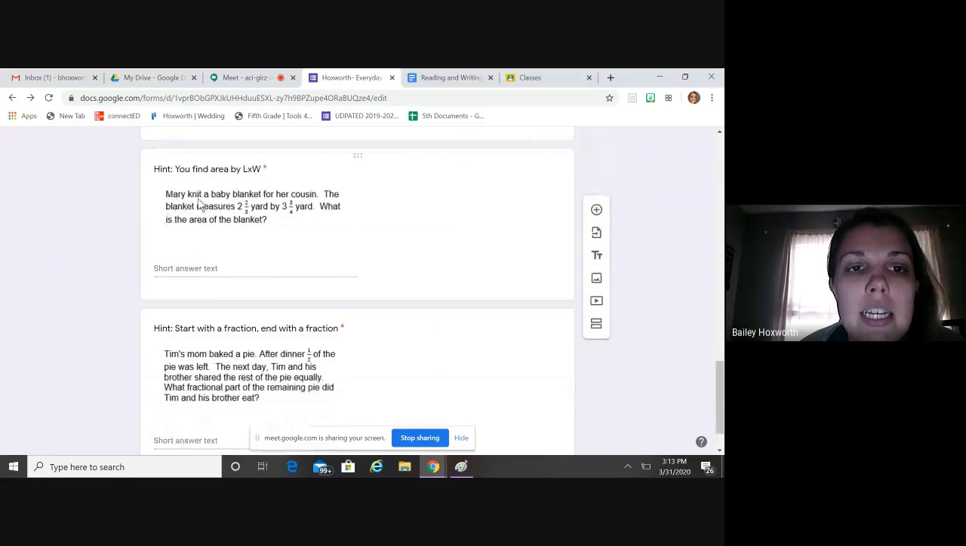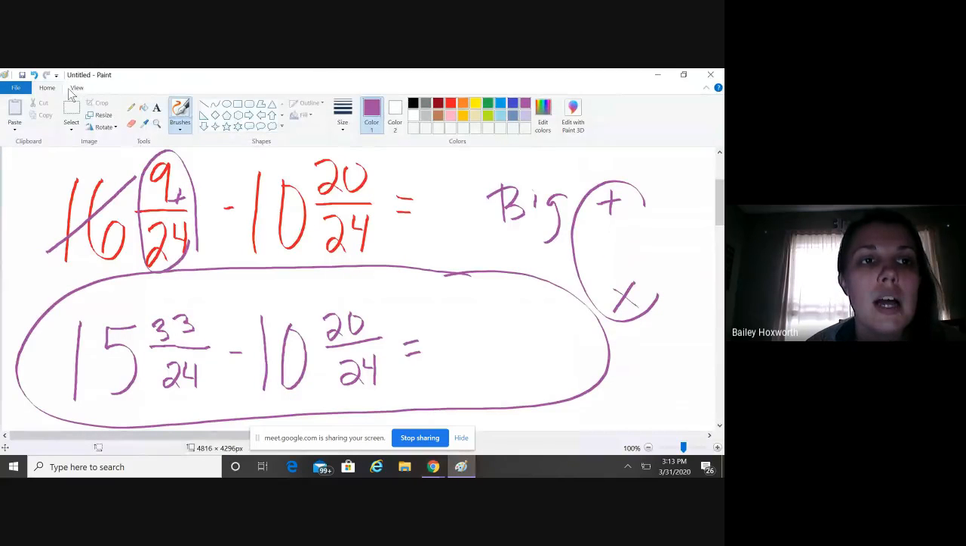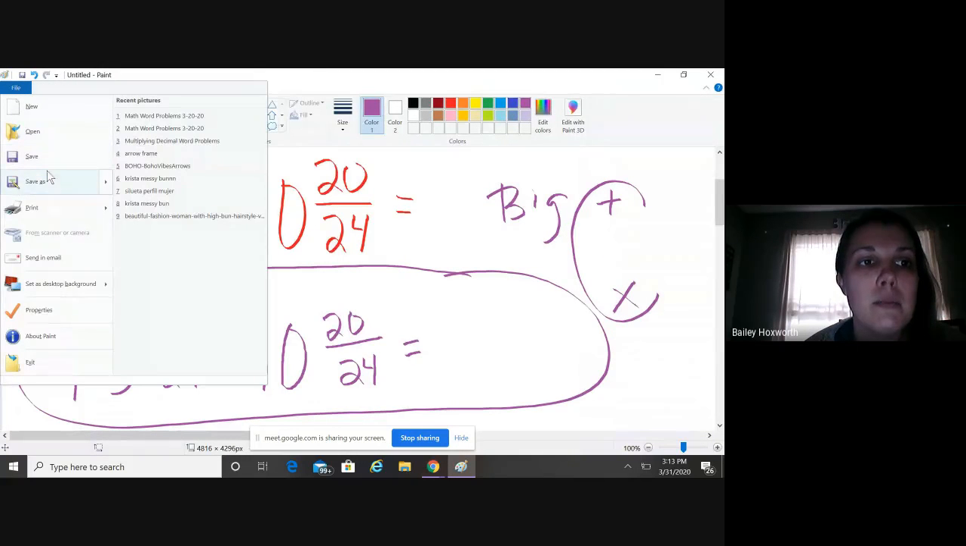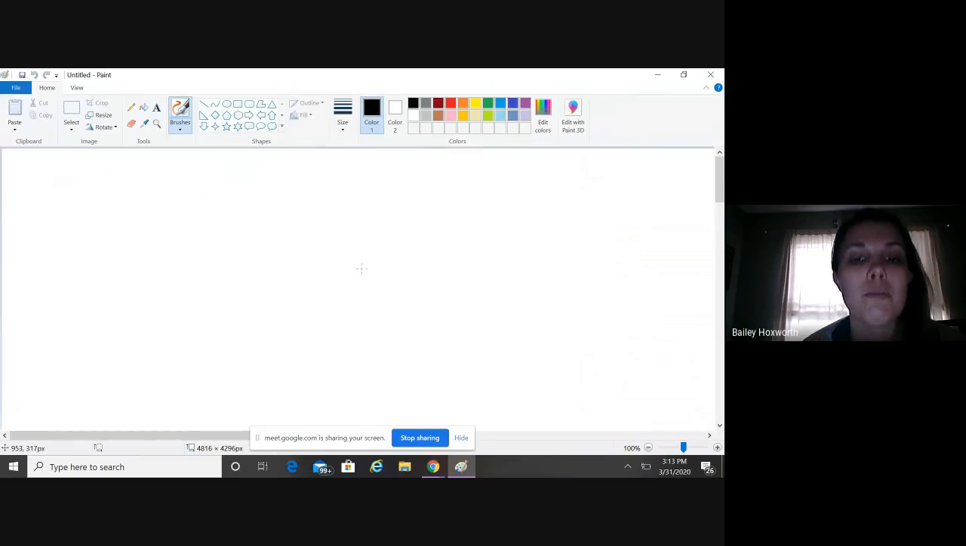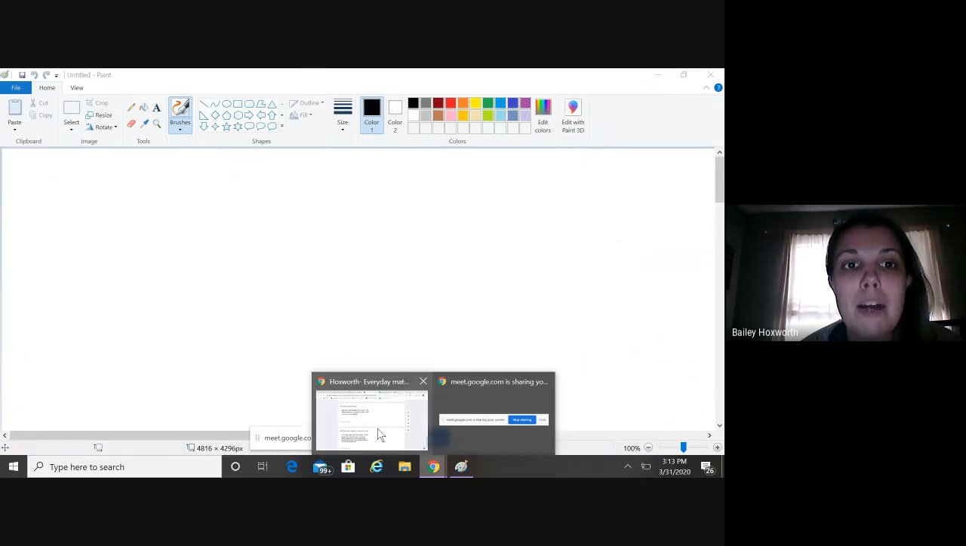All right, Mary knits a baby blanket for her cousin. The blanket measures 2 2/3 yards by 3 3/4 yards. What is the area of the blanket? Remember, you find area by doing length times width. When I am multiplying a mixed number, I have to first turn it into an improper fraction. I do that by doing the big C.